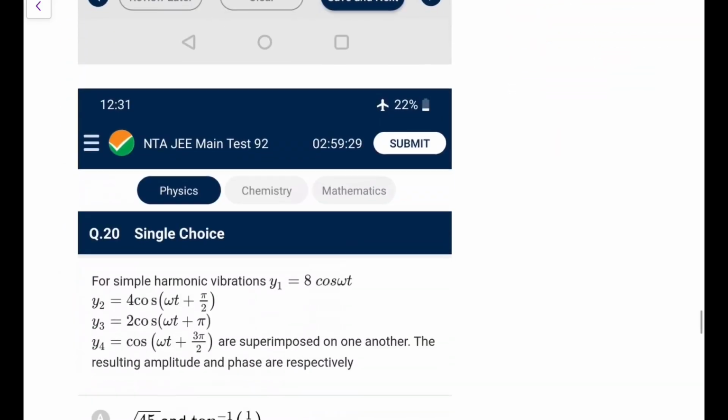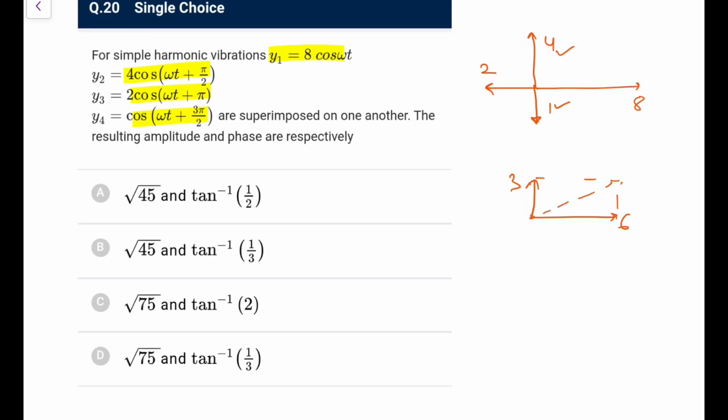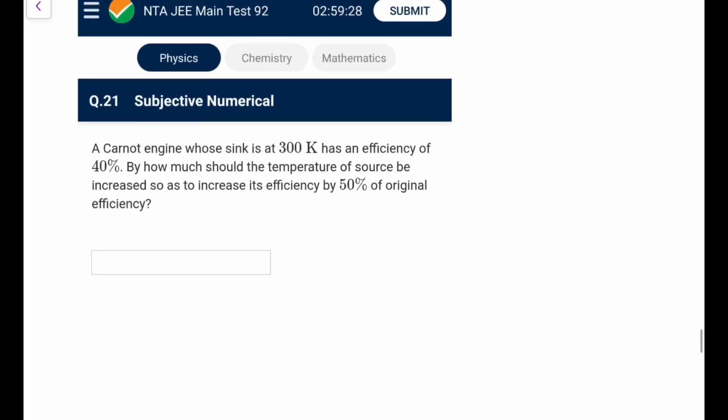Easy question for you. Next, for SHM, there are 4 vibrations, 8 cos omega t, 4 this plus pi by 2 and so on, superimposed, the resulting amplitude. Just use the phasor. The first one, let's say, is 8, the second one at 90 degree it is 4, the third one at 180 degree 2, the fourth one at 1. So 4 and 1 will become 3 here, 8 and 2 will become 6 here. So the resultant will have a magnitude under root of 6 square plus 3 square, that is root of 45, and this tan theta would be 1 by 2. So theta is tan inverse 1 by 2, so go for option A. If you know the phasors, it's an easy one, otherwise it's a tough one.